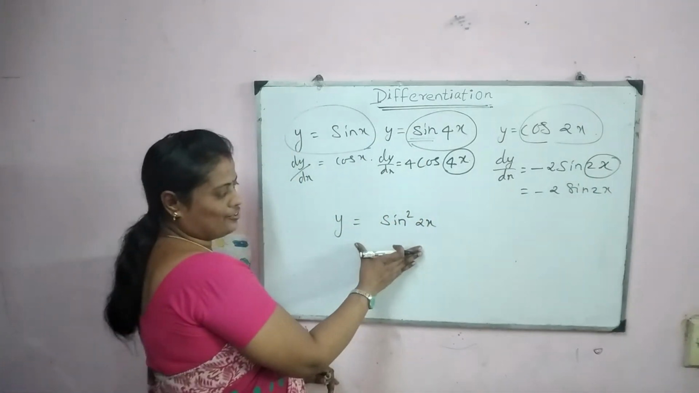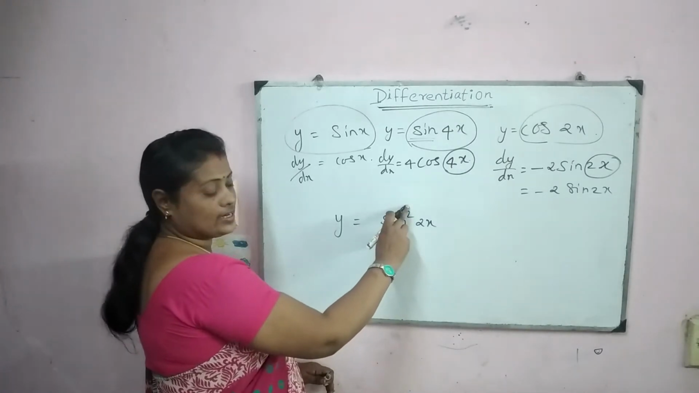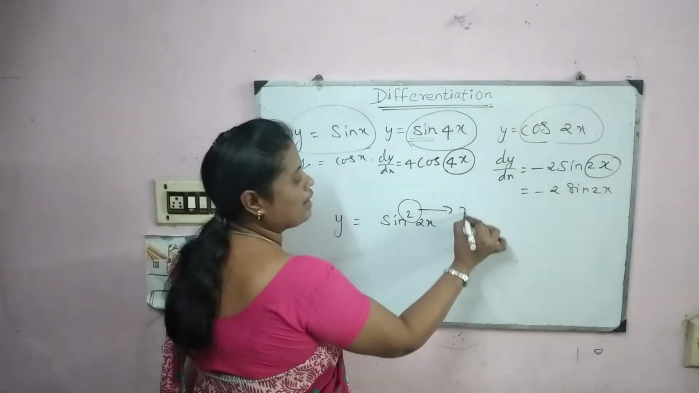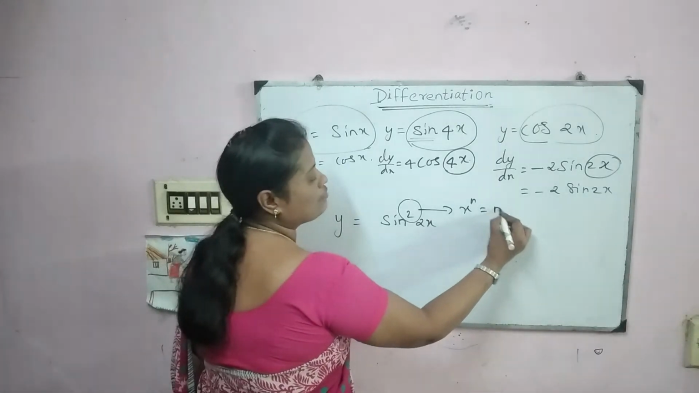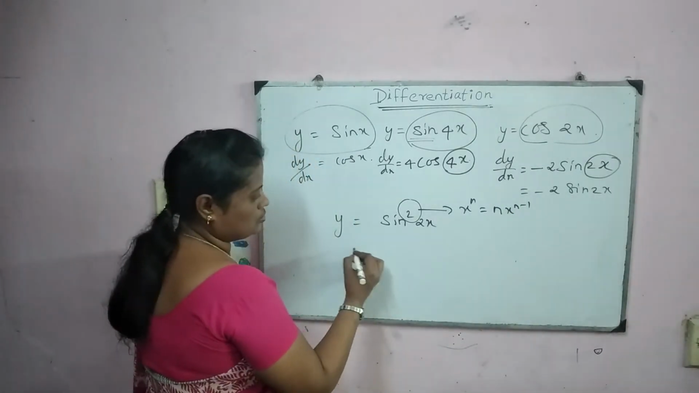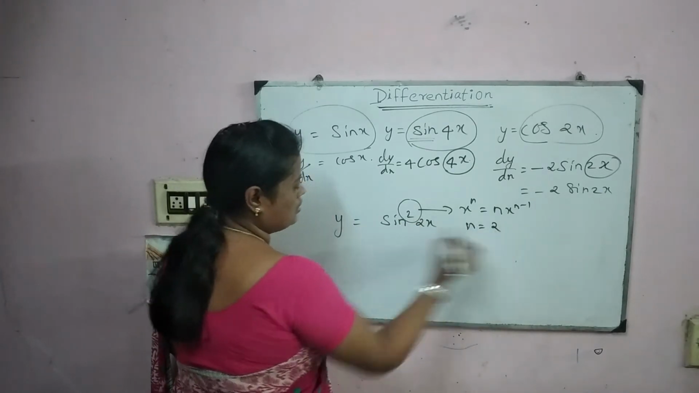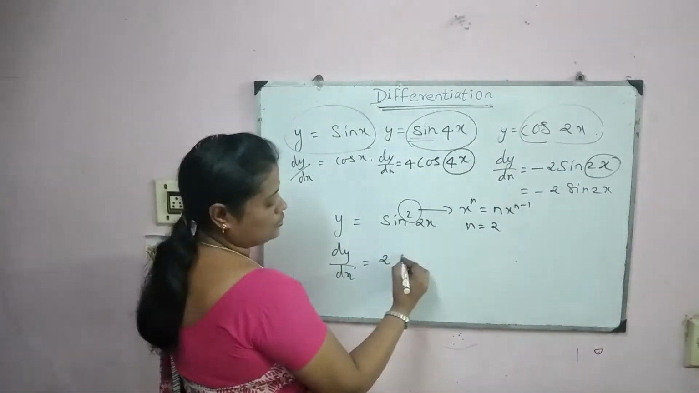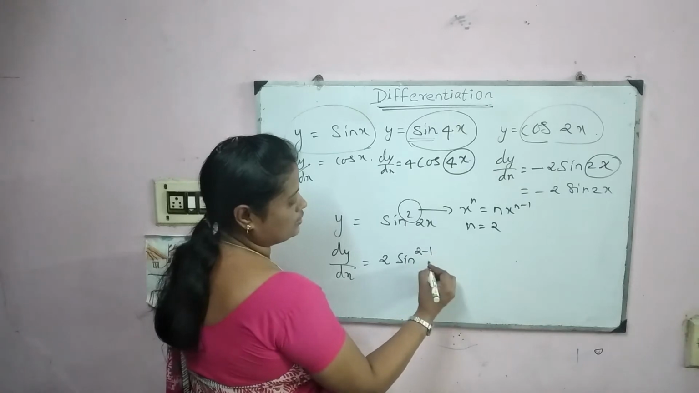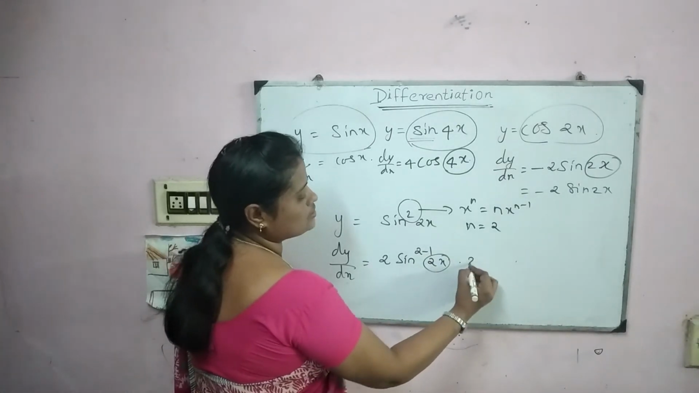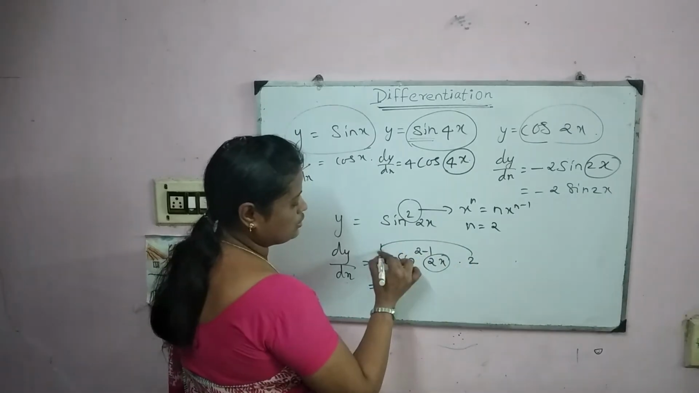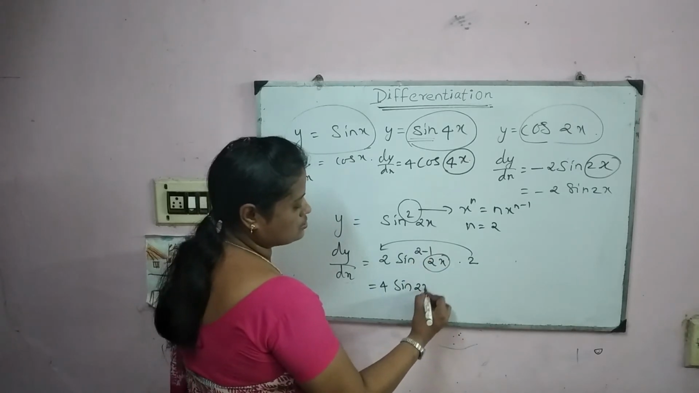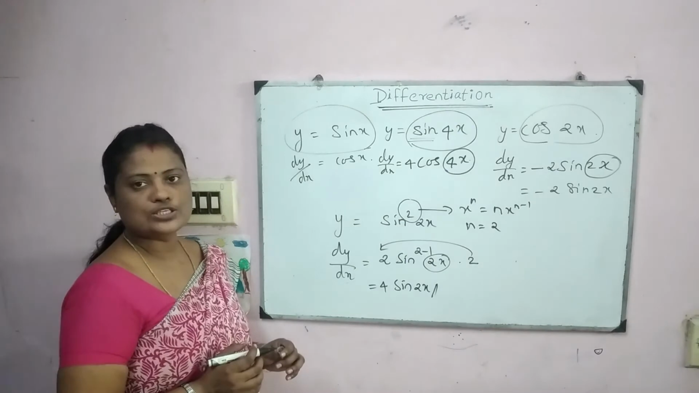So here is somewhat different. Here I have given sin square 2x. So the most visible function is the square, that is the x power n formula. So here you have to apply the x power n formula, n x power n minus 1. So the value of n is equal to 2 here. So dy by dx is equal to 2 sin power 2 minus 1 into 2x, and again this 2x differentiation is 2. The answer is 2 into 2, 4 sin 2x, since the power 2 minus 1, which is 1, no need to write. So this is our answer. Okay, this is function of function.